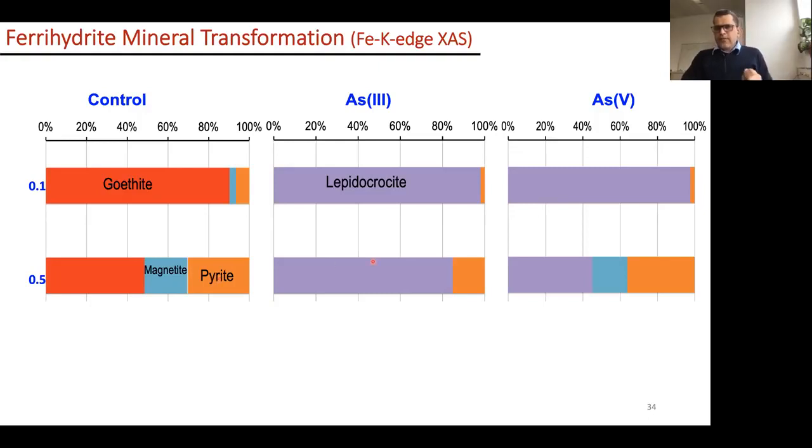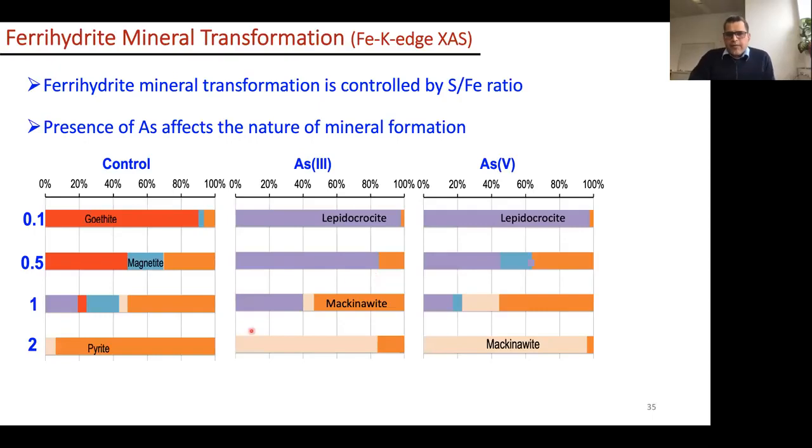But in case of arsenic in the system, we still have mostly the lepidocrocite as a major species. As we increase the sulfide ratio further, what we see here is that in the control, most of the transformation led to formation of pyrite in the system. But when we had arsenic, either 3 or 5, the system was restricted to mackinawite, not forming pyrite.